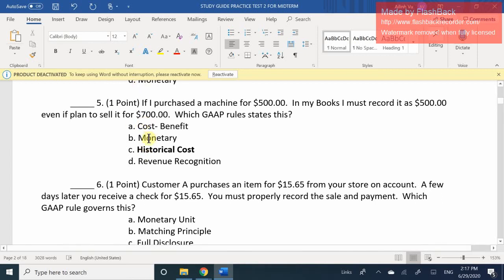So yeah, cost benefit, right? If you're given alternatives, is the cost to reveal your information going to benefit you in the long run? So that's what cost benefit is. Monetary, right? It's already in terms of dollars. This is kind of vague because it's not saying whether it's monetary unit, where it needs to be dollars, or monetary measurement, where land is worth the 500. That one could work there, but that's not what the question is asking. It's asking you're going to record it at 500 no matter what, even if you potentially plan to sell it. So it's asking for the historical cost.